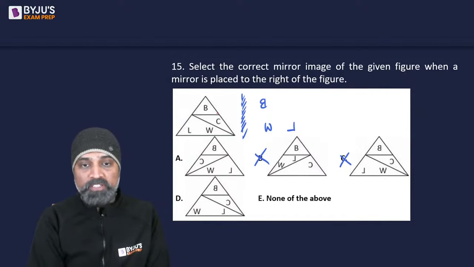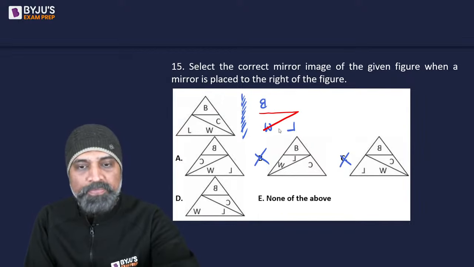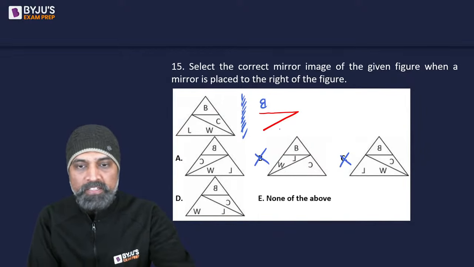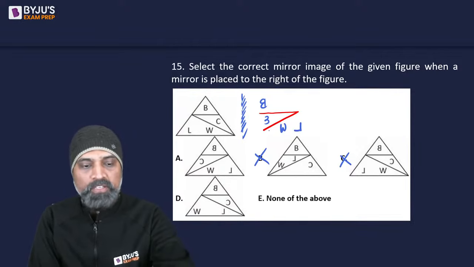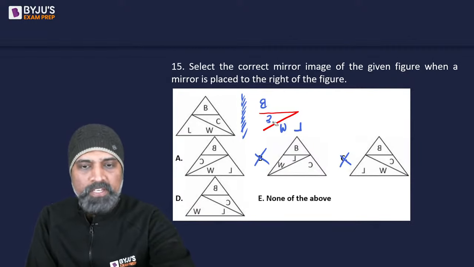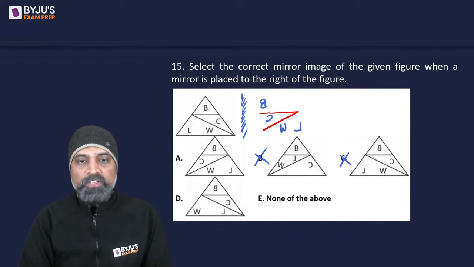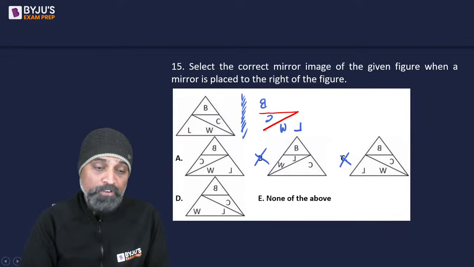Now, if I talk about the line inside, the line is going to look like this, right? And W and L should be behind them. And C should look like this. Sorry, not 3C. Okay, so C should look like this. So between the two options, the option that makes sense is alpha.